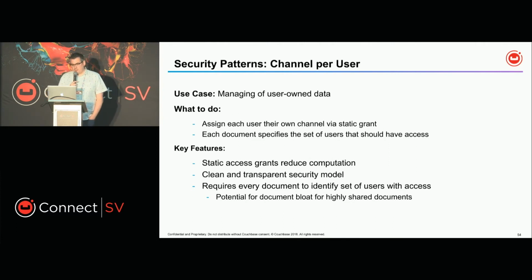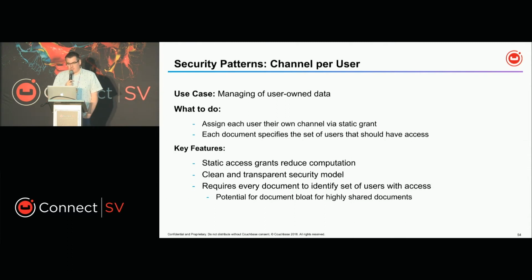The key benefit here is the fact that we're using static grants, which reduces the computation time work that Sync Gateway is doing. The other thing that's nice about this approach is it's a very intuitive model. It's easy to reason about who's getting access to which document. And because you don't have users moving in and out of channels, it's less complex to work out, okay, does this user have access to this document at this point in time?